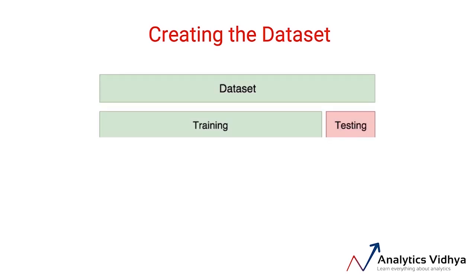In order to do that, we divide the dataset into two parts. The first part is called a training dataset and the second part is called a testing dataset. Now, why do we do that? We do this in order to make sure that our model is robust and it does not overfit the data. So let me explain that a bit.